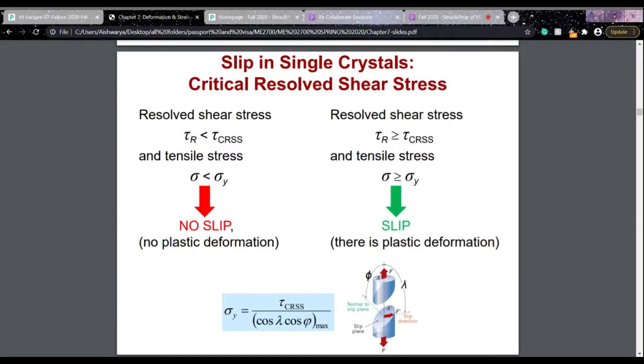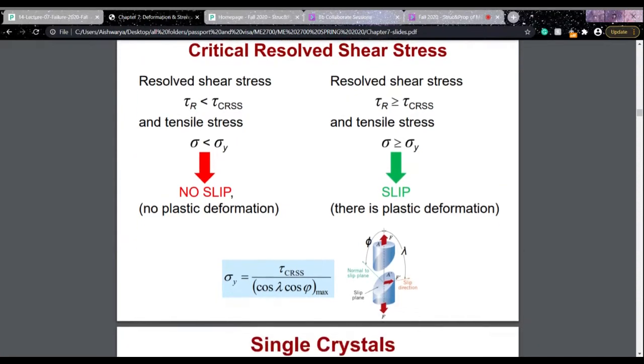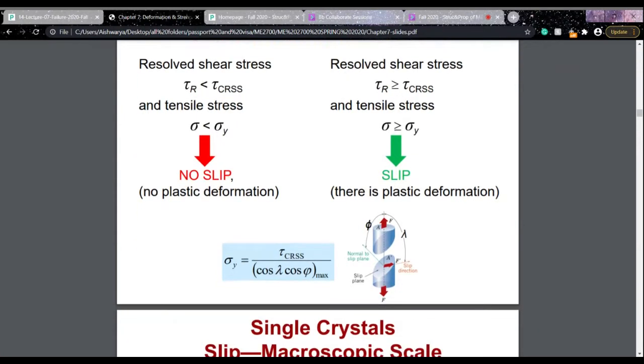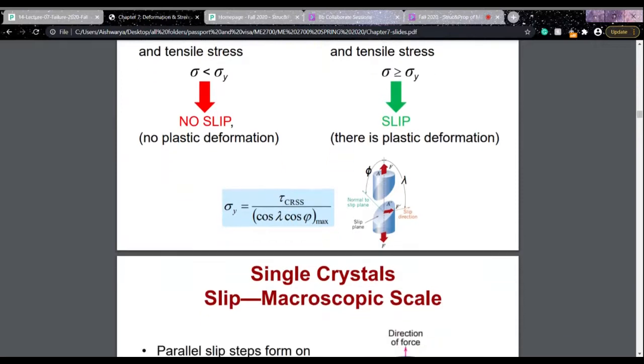So if the shear stress is less than the critical resolved shear stress, then we can say that no slip occurs and therefore there is no plastic deformation in the material. When the shear stress is greater than the critical resolved shear stress, then the tensile stress will be greater than the yield strength, and then the slip or the plastic deformation will occur.